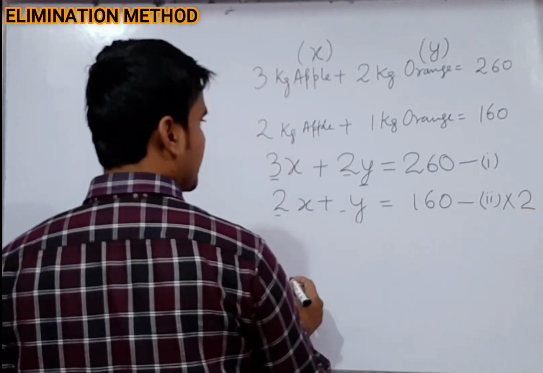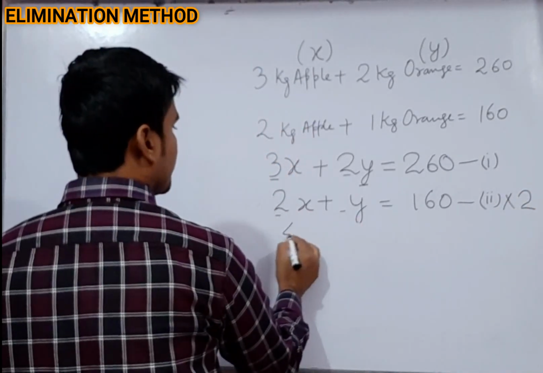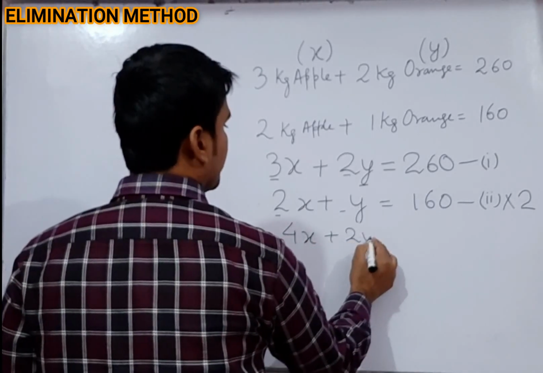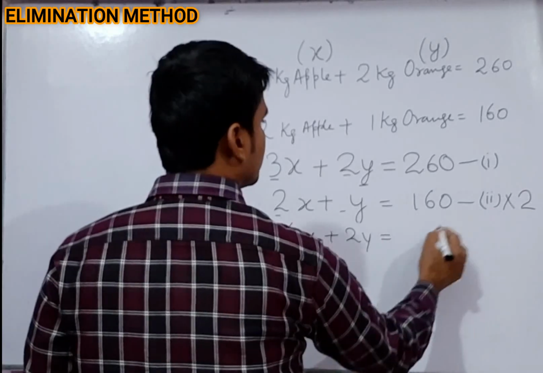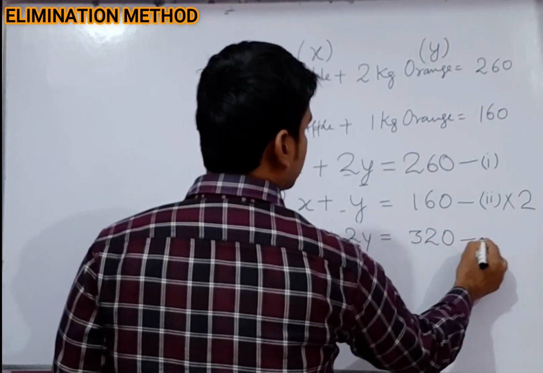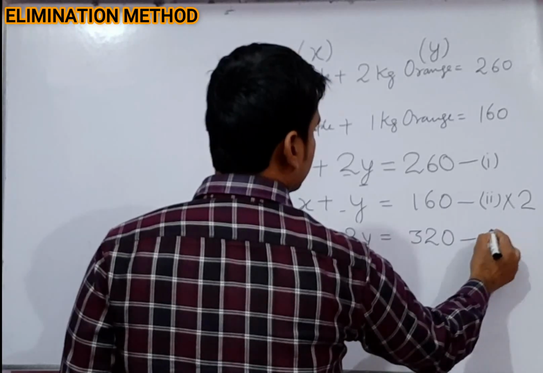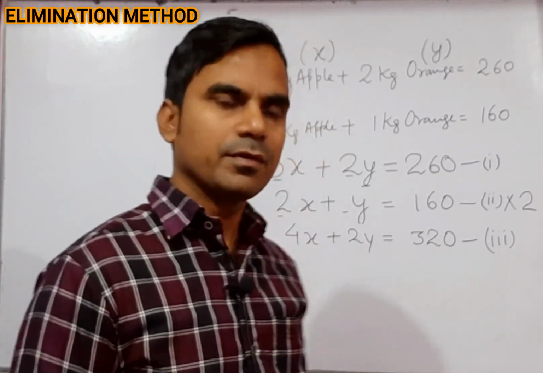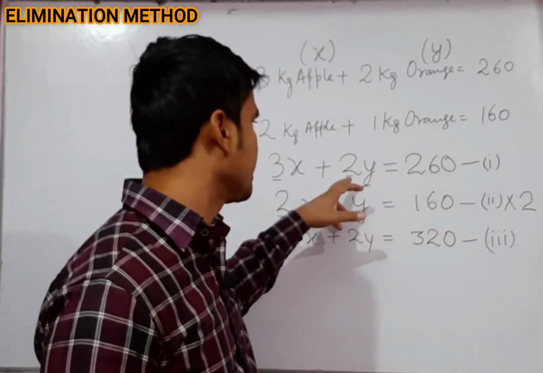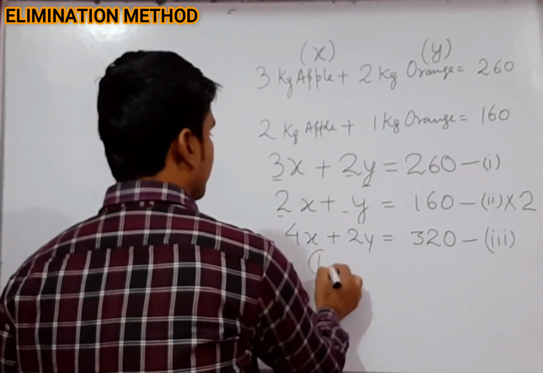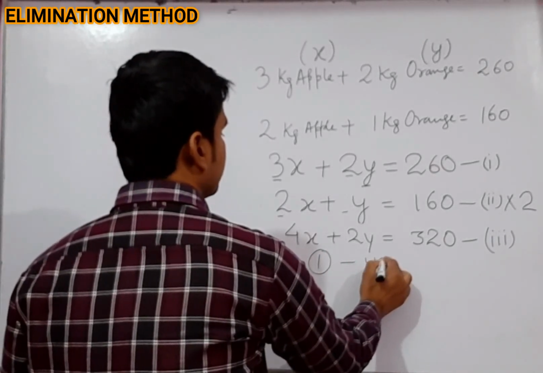Okay, so the second equation will be 2 into 2, 4x plus 2 into y, 2y equals to 160 into 2, 320. Now let's say that it is equation number 3. Now if we see these two equations, equation number 1 and equation number 3, we take equation 1 minus equation 3.